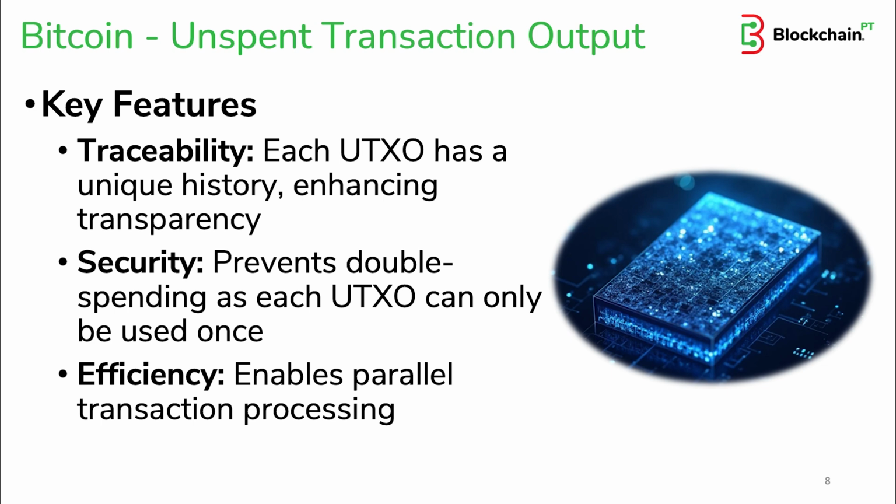Bitcoin unspent transaction output. The main key features of the so-called unspent transaction output, UTXO for short, are as follows. Traceability, since all transactions can be traced back. Security, as this prevents double spending, that is the possibility of a given amount being spent more than once. And efficiency, as it enables parallel transaction processing.